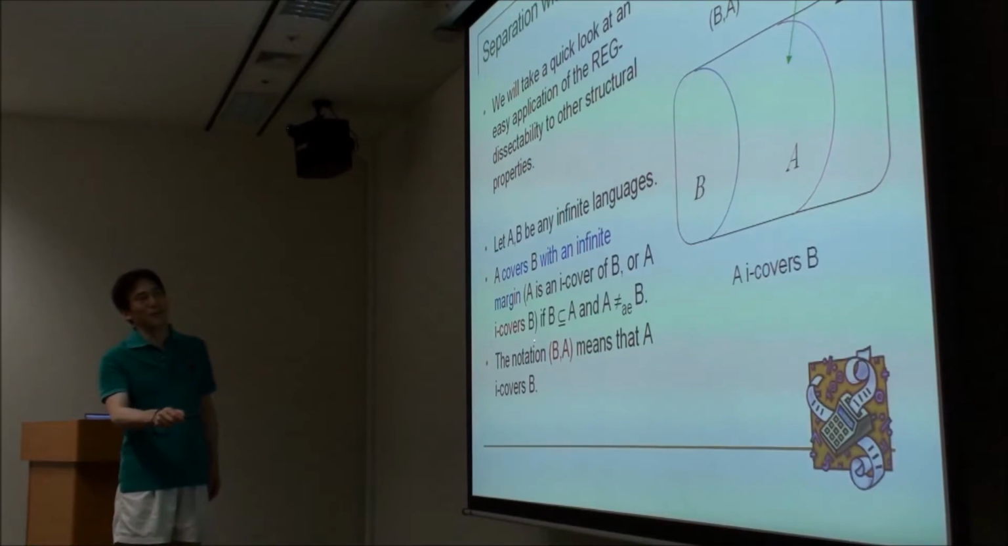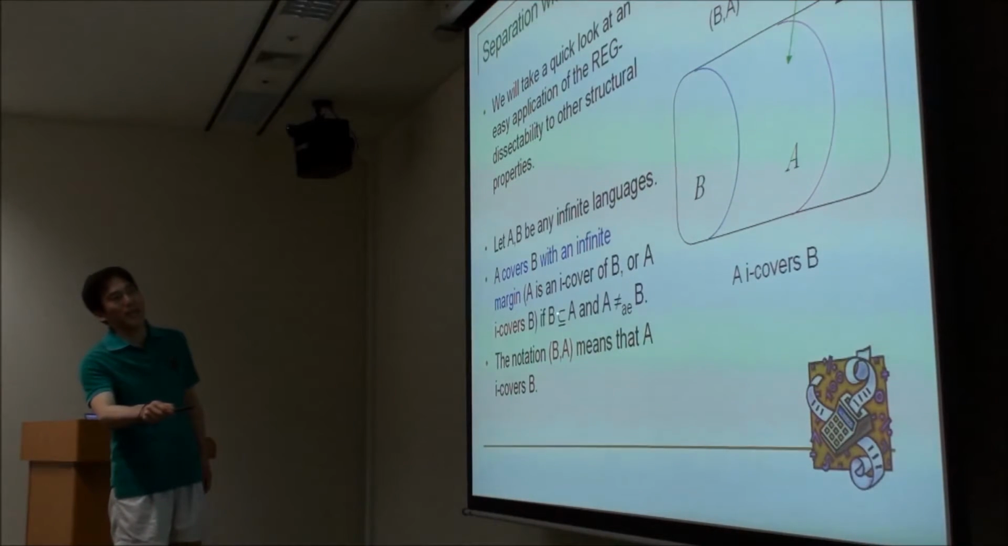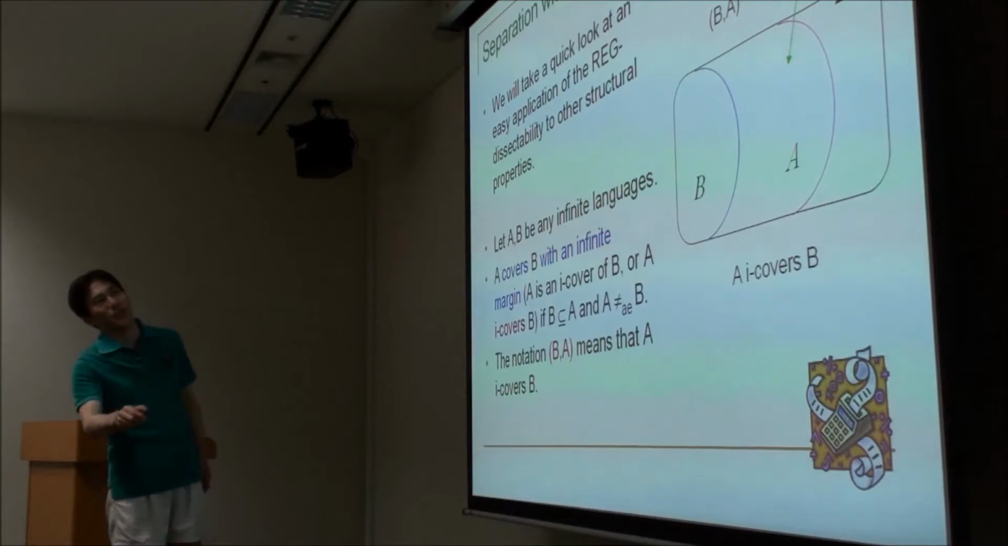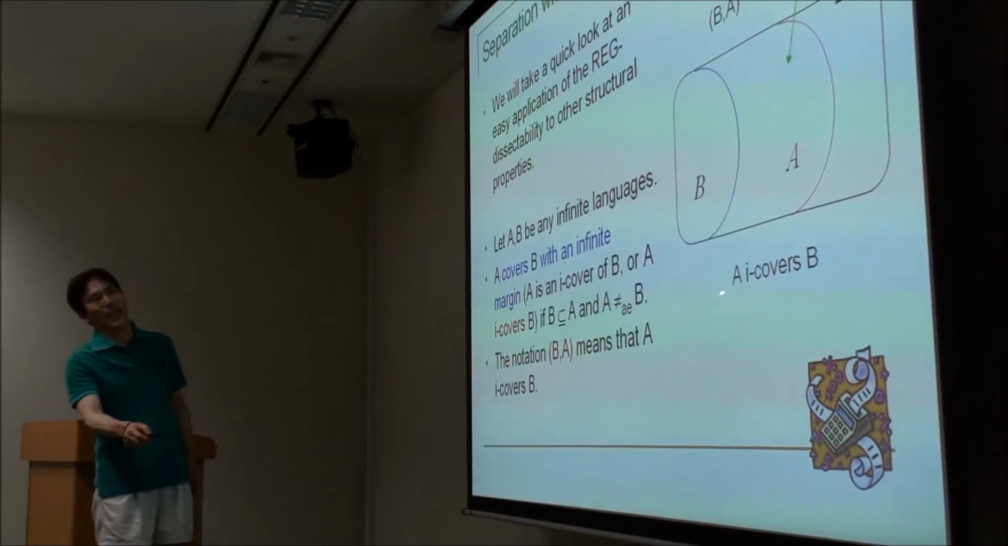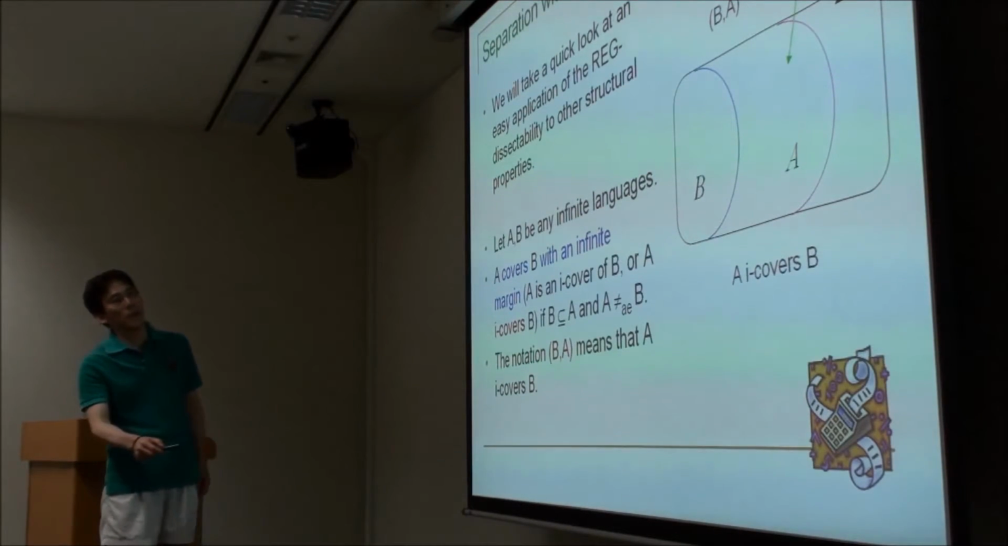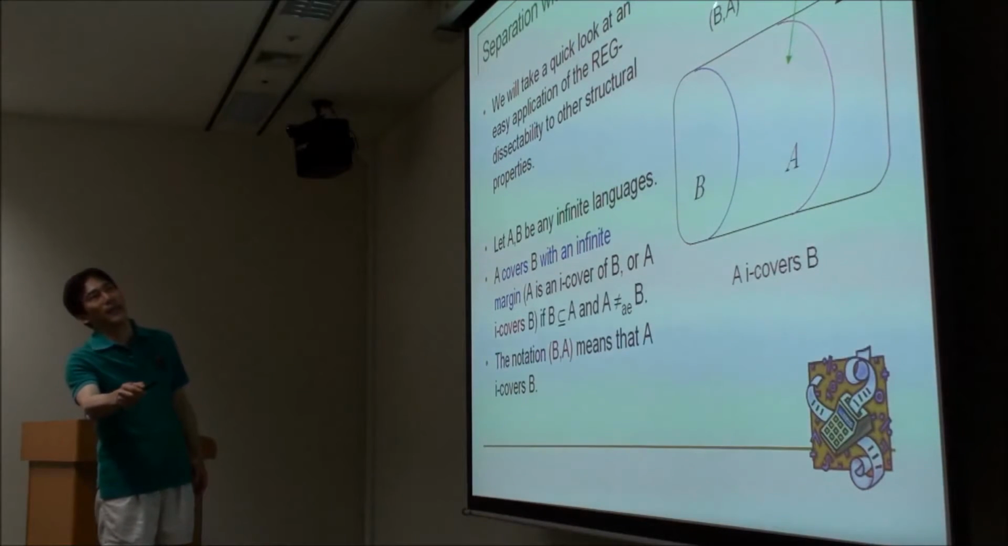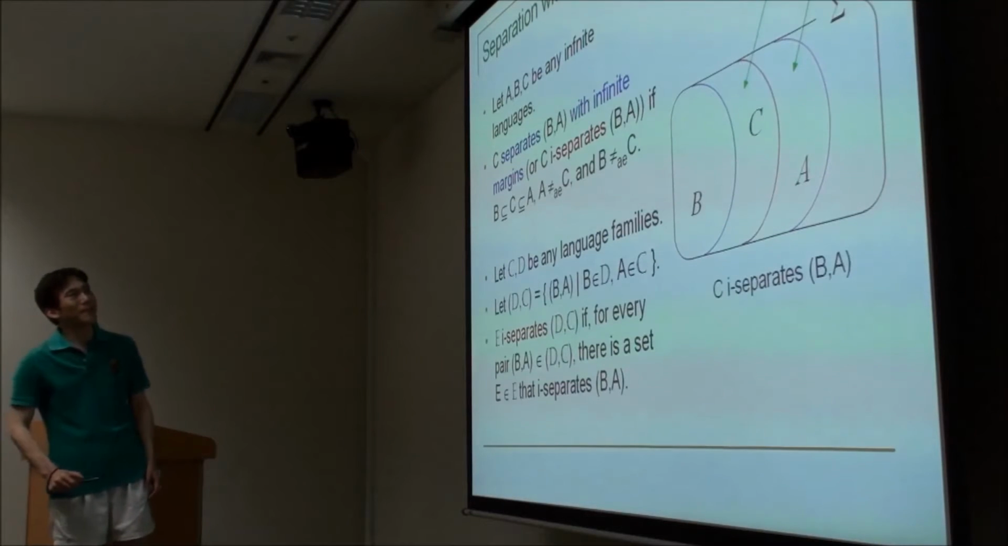When A I-covers B, then B is a subset of A. As you see in this picture here, A actually includes B, and the margin between A and B, this area, is actually infinite. In this particular case, we say A I-covers B, and another notation that specifies A I-covering B is the pair (B, A). So be careful about the ordering here. B is the smaller one and A is the bigger one.